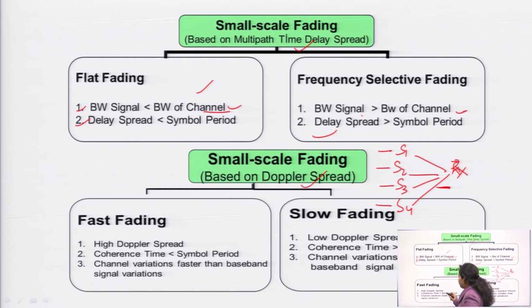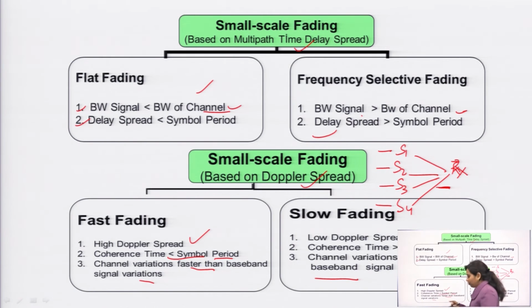Like in case of fast fading, the high Doppler spread will be there, its coherence time is less than the symbol period. Also, the channel variations are faster than the baseband signal variation. So, whatever variations will be there, like the channel variation or the baseband signal variations, that will be faster in case of fast fading. In case of slow fading, this has the low Doppler spread, and its coherence time is greater than the symbol period. The channel variation is smaller than the baseband signal variation.